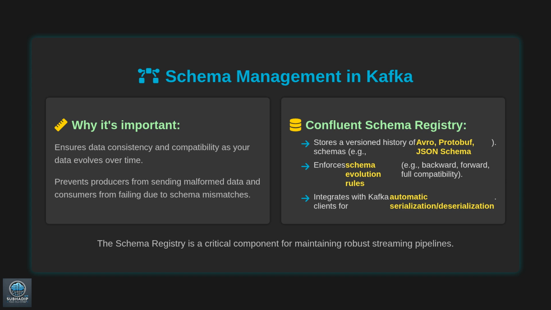Schema management is vital in Kafka to ensure data consistency and compatibility, especially as your data structures evolve. It prevents producers from sending malformed data and stops consumers from breaking due to schema mismatches. The Confluent Schema Registry is a popular solution. It stores a versioned history of schemas like Avro or Protobuf, enforces schema evolution rules such as backward or forward compatibility, and integrates with Kafka clients for automatic serialization and deserialization. This makes the schema registry a critical component for maintaining robust streaming pipelines.